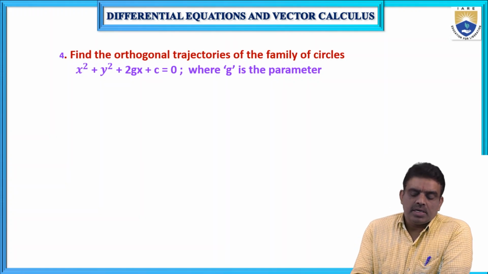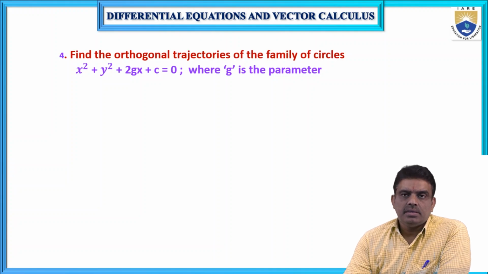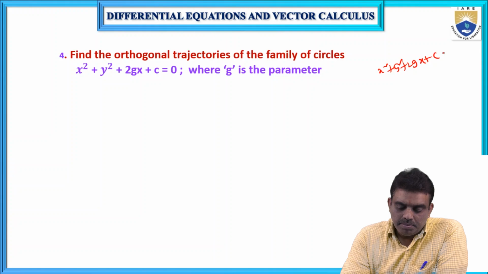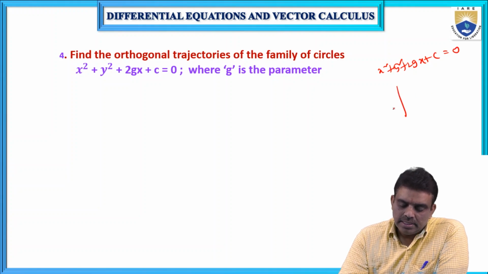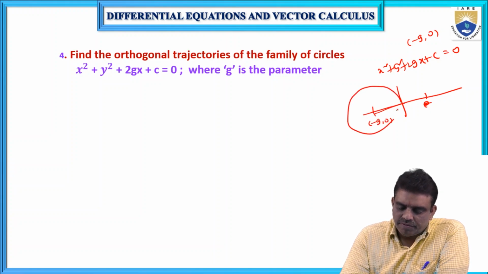What is an orthogonal trajectory? A curve which cuts every member of the given family at right angles is called an orthogonal trajectory. Here it is given x square plus y square plus 2gx plus c is equal to 0, a circle equation whose center is at minus g comma 0. That means it is on the x-axis, and these are the family of circles.